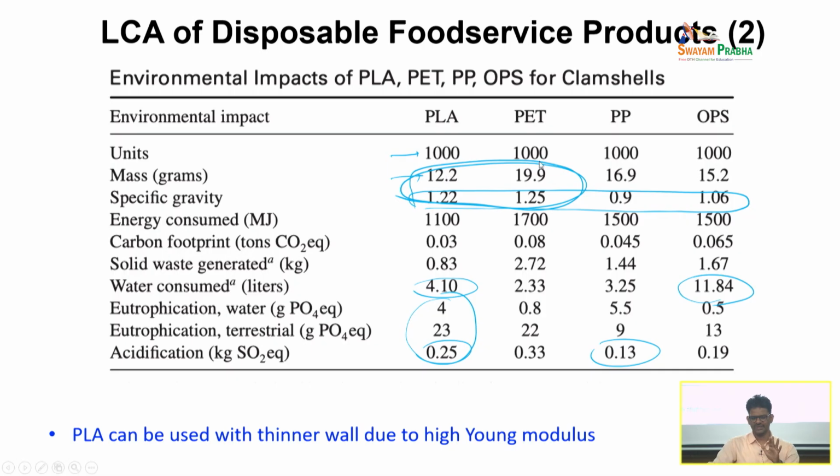So, to summarize, in this particular comparison and the assumptions we have created, PLA seems to be a better candidate compared to OPS, PET and PP.